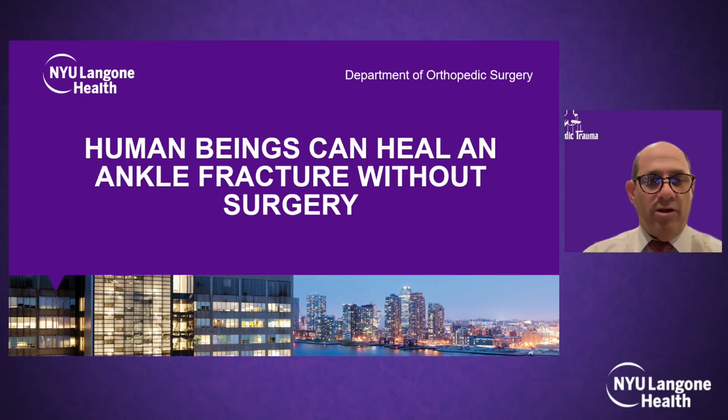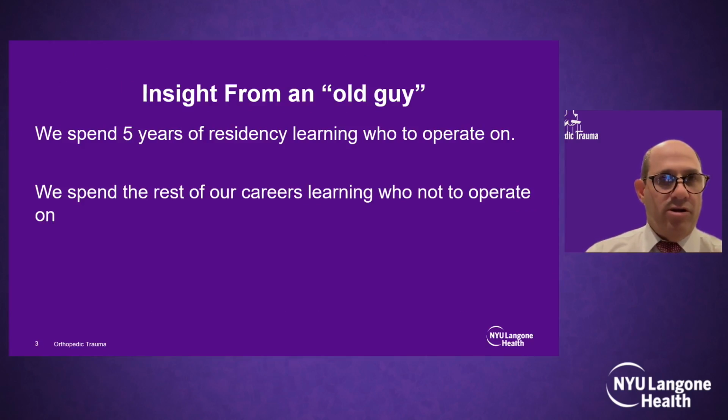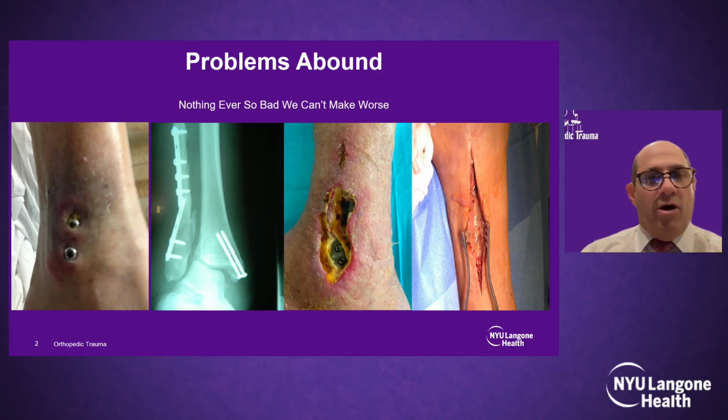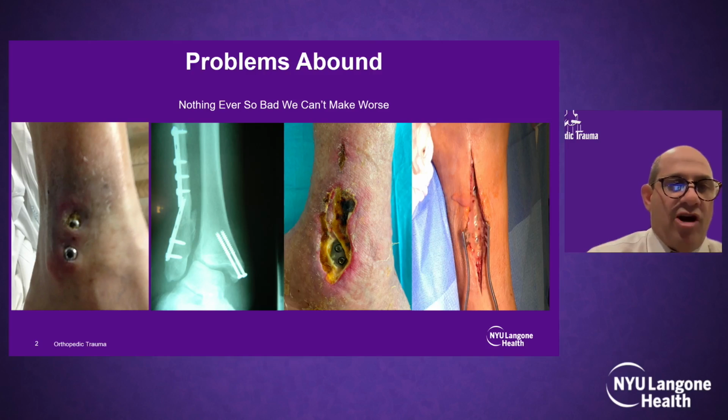Now, we all like to fix ankle fractures, but we all want to avoid what we see here. Exposed hardware, fracture non-union with late mortise widening, acute wound breakdown with exposed hardware, and gross purulence. And nothing is ever so bad that we can't make it worse.